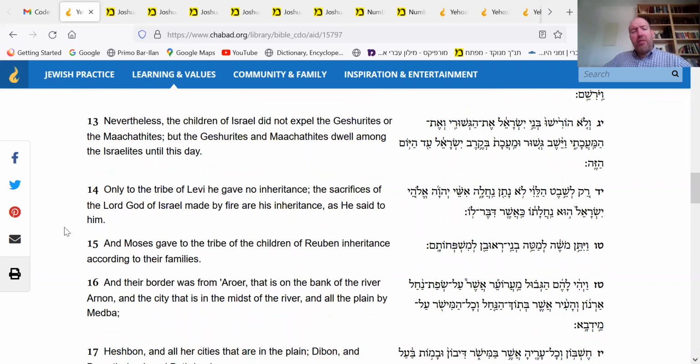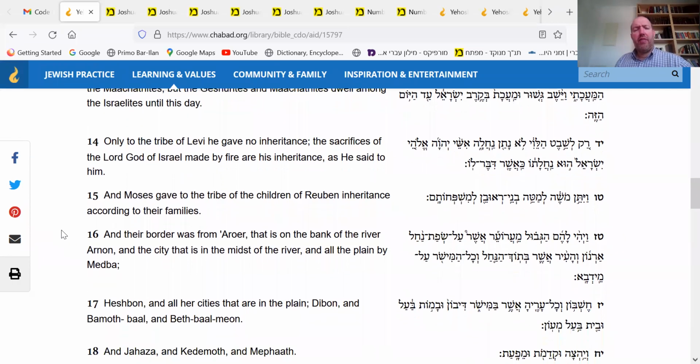And in verse 14, there's also the pointing out that one tribe did not receive, only to the tribe of Levi he gave no inheritance. The sacrifices of the Lord God of Israel made by fire are his inheritance, as he said to him, right? Because the tribe of Levi is directed towards the worship of God, the serving of God in the Mishkan, in the sanctuary, later in the temple. And therefore he doesn't have a land inheritance, but rather is spread out amongst the tribes and also focused in the worship in the sanctuary.